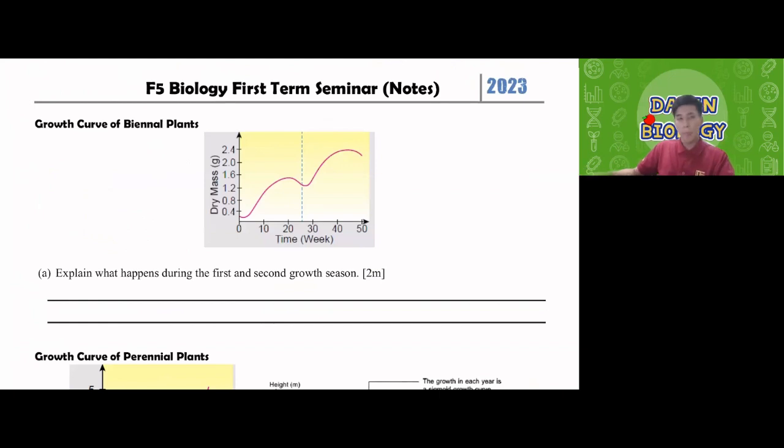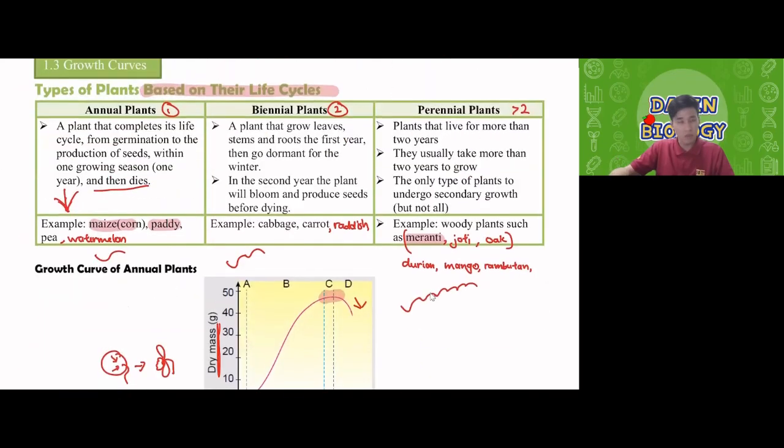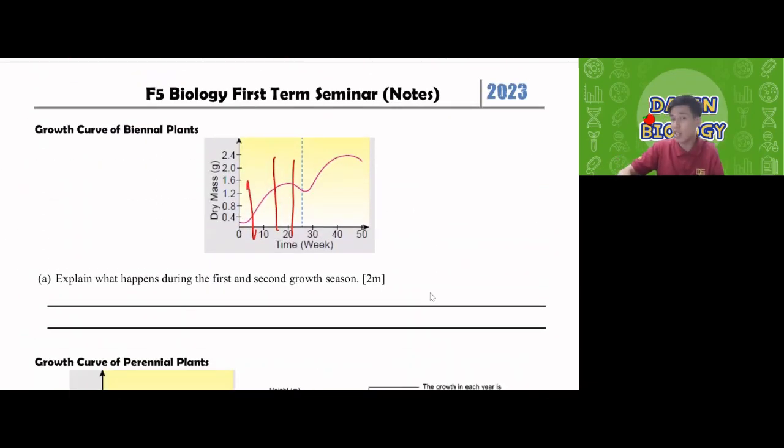All right, biennial, next one. Now, biennial is one of the least asked, because biennial is like nothing special. They won't ask you zone by zone again, because it's the same thing that happens here. So they won't ask the same thing. They will usually test you on that.